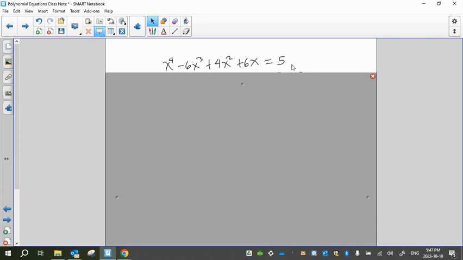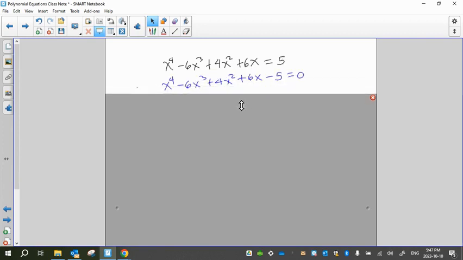Well, if you saw that our first step would be to subtract 5 from both sides so that our equation now looks like this, you're correct. In other words, we subtracted 5 from both sides, and this is our equivalent equation. x exponent 4 minus 6x cubed plus 4x squared plus 6x minus 5 equals 0.